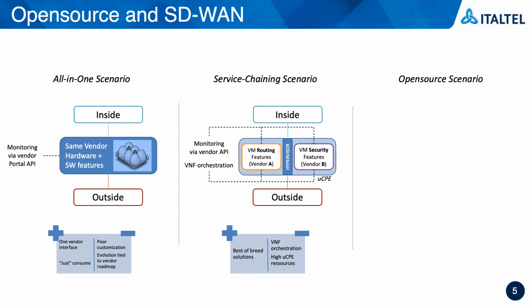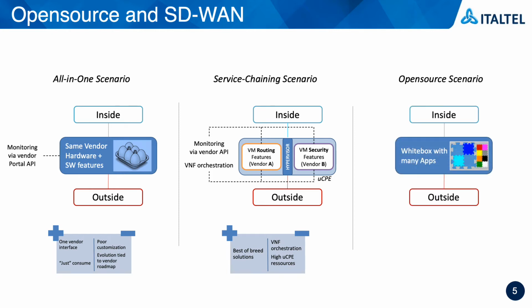And finally, you have what I call the open source scenario. In this scenario, you have a white box, which can be compared in a way to the first scenario, but inside of it, all the different software features are composed of different jigsaw puzzle pieces. One can be for SD-WAN routing, another one for firewalling, another one for security with IPS IDS security features. Another one can also be a monitoring agent to tie your system to your own monitoring system.